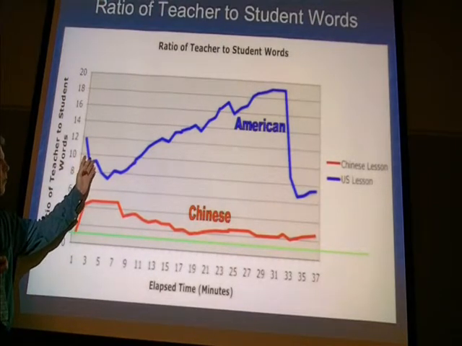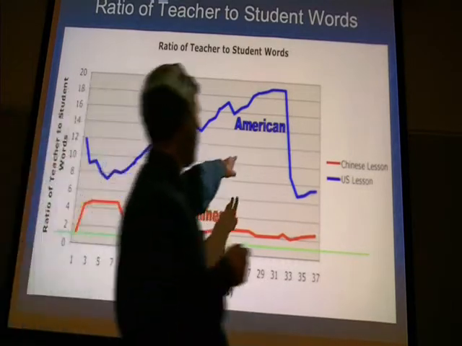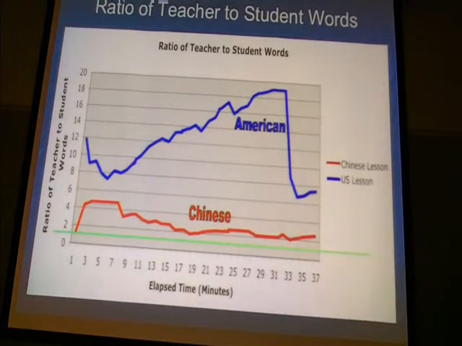In the American lesson, it was pretty much the teacher dominating the discussion until at the very end, the teacher allowed a Chinese student to talk about the last task. And that's why the word count ratio fell at the very end. But I think this is very telling.